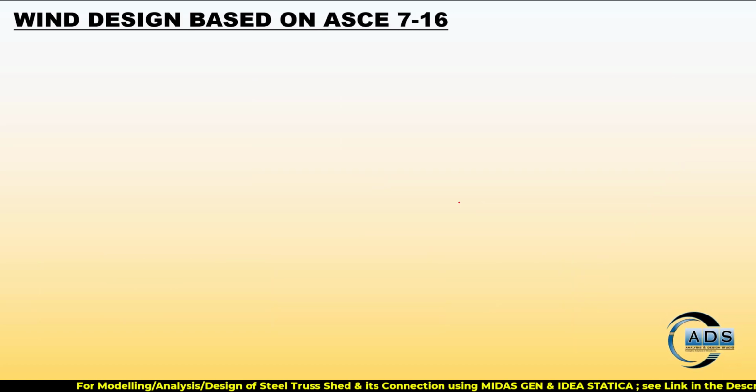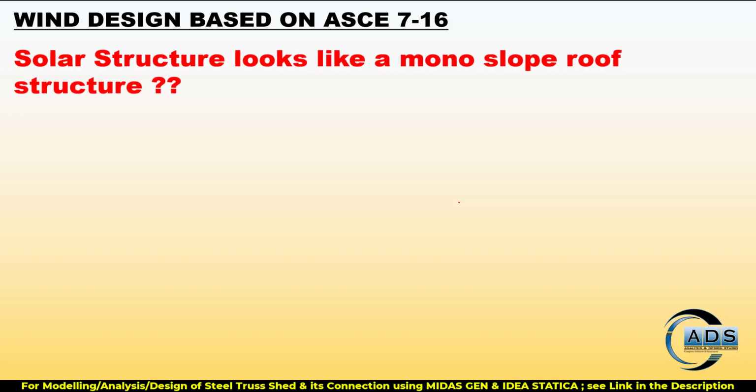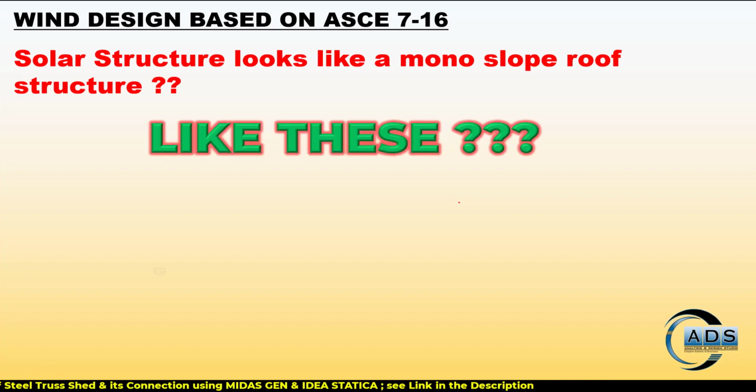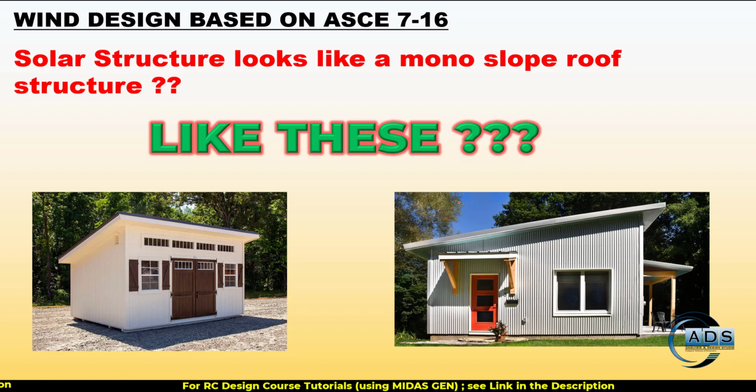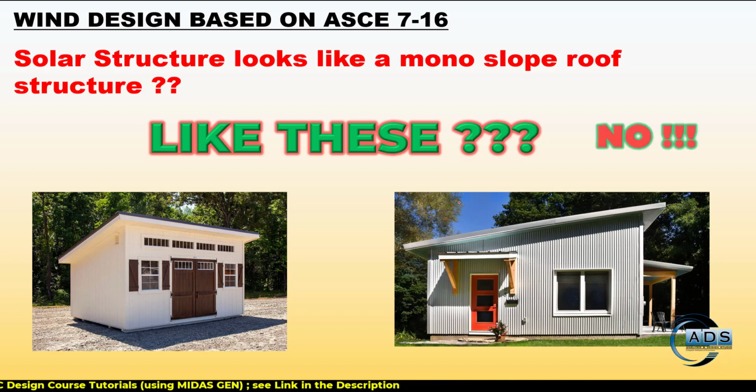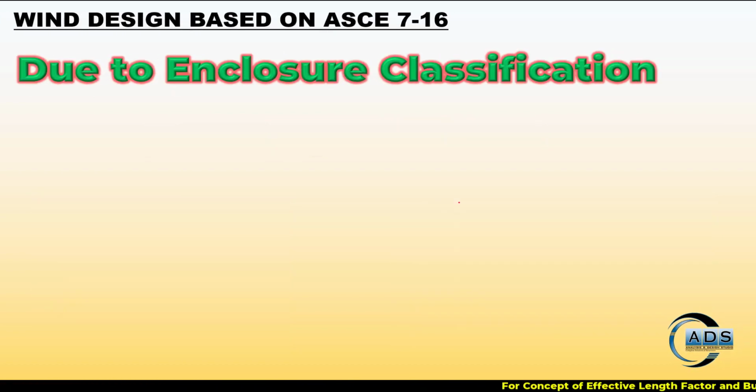Now we will calculate the wind loads based on ASCE 7-16 specifications. Solar structure look like a monoslope roof structure. Like these are the structures having the roof as a monoslope roof, means a single slope roof. So the solar structure are look like these? No. Why? Due to the enclosure classification.